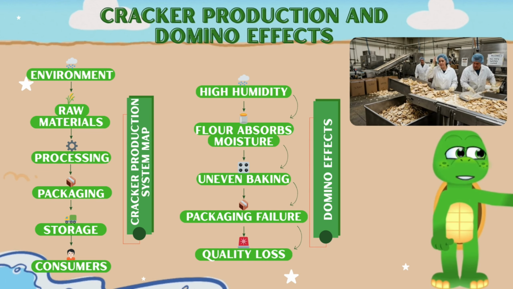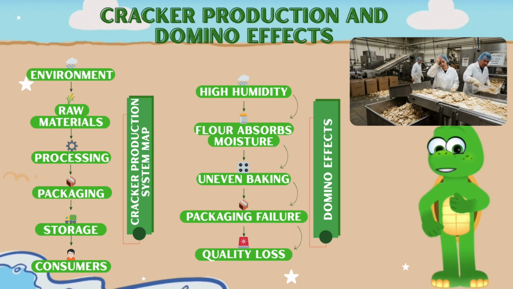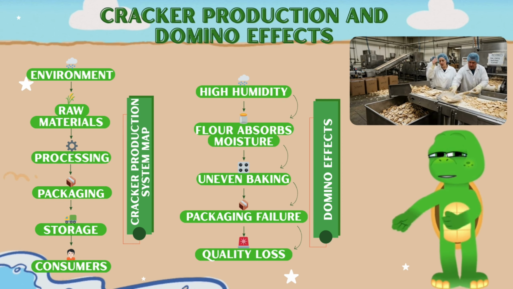Next is the system map and the domino effect. Our system map follows a clear flow. Raw materials go into processing, then packaging, distribution, and finally the consumer. Think of this like dominoes.